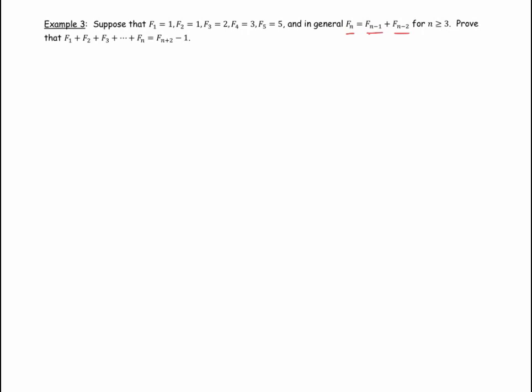We want to show that this identity happens to be true for the Fibonacci numbers. Now, there are a ton of interesting identities that go along with the Fibonacci numbers. This is just one of them, and inductive proofs are actually very useful to prove those.